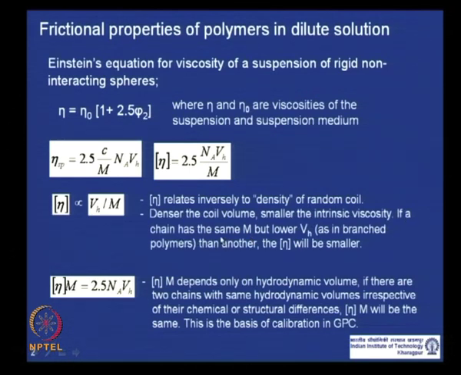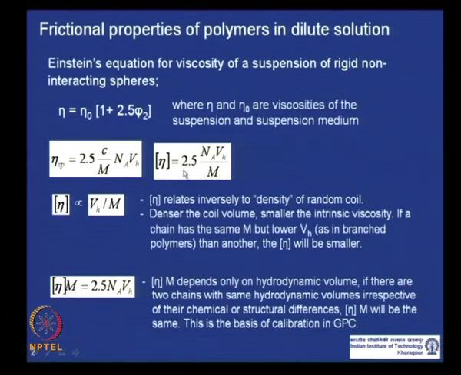If the chain has the same molecular weight but lower VH, lower size, a more compact coil, which we get for a branched polymer. As we discussed, if you compare a linear and a branched polymer of the same molecular weight, the branched one will have a more compact volume. So, it will have a lower hydrodynamic volume per coil. In that case, intrinsic viscosity would be smaller.